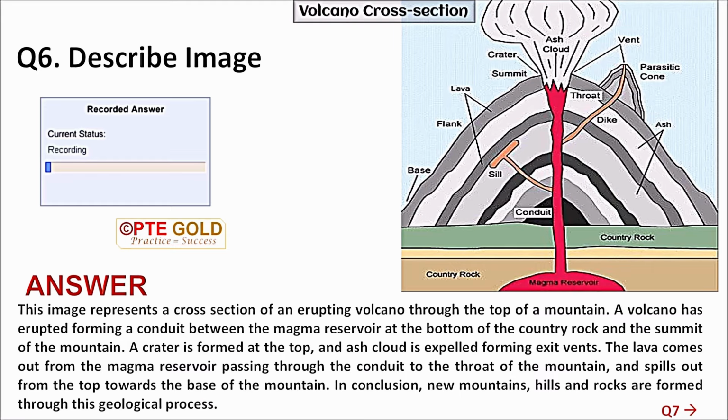This image represents a cross-section of an erupting volcano through the top of a mountain. A volcano has erupted, forming a conduit between the magma reservoir at the bottom of the country rock and the summit of the mountain. A crater is formed at the top, and ash cloud is expelled, forming exit vents.